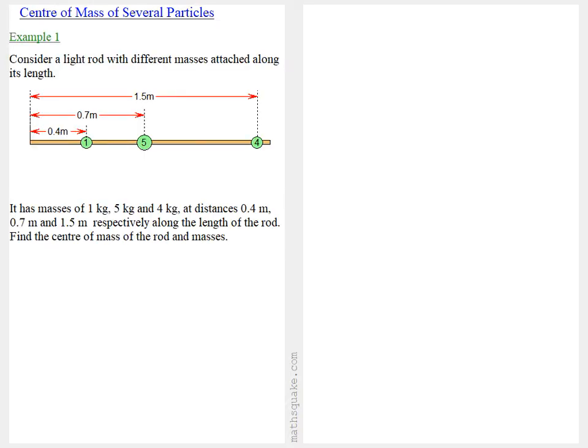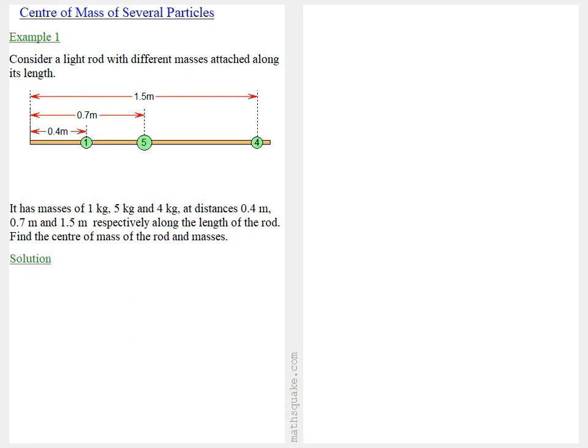Let's look at how we can find the centre of mass of a compound body. That is a body made up of several components. Let's consider an example. Consider a light rod with different masses attached along its length. It's got masses of 1 kilogram, 5 kilograms and 4 kilograms at distances 0.4 meters, 0.7 meters and 1.5 meters respectively along the rod. Find the centre of mass of the combined body.